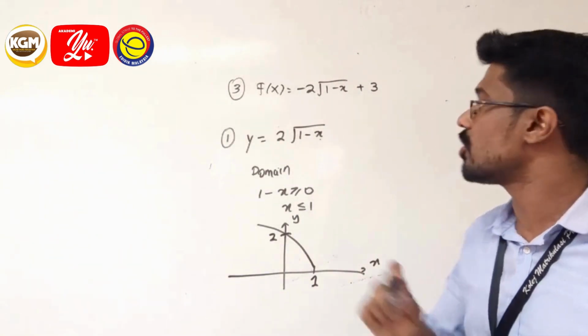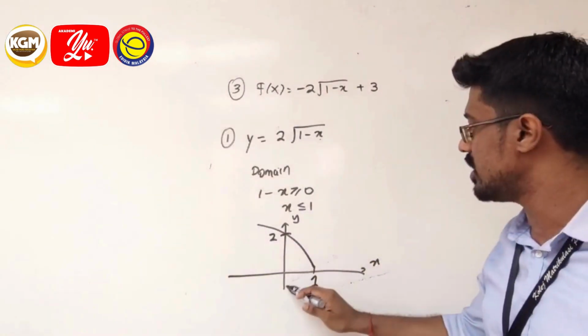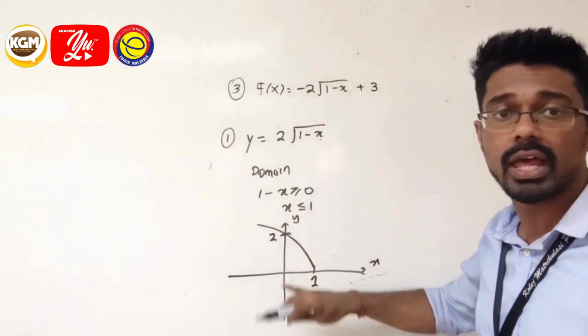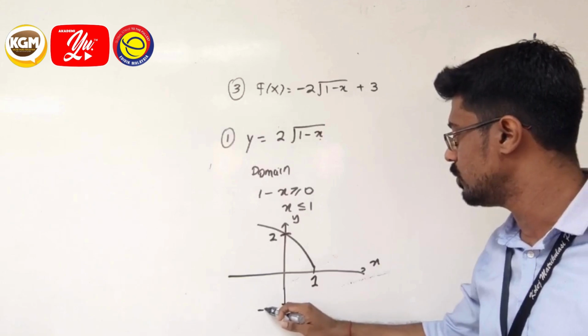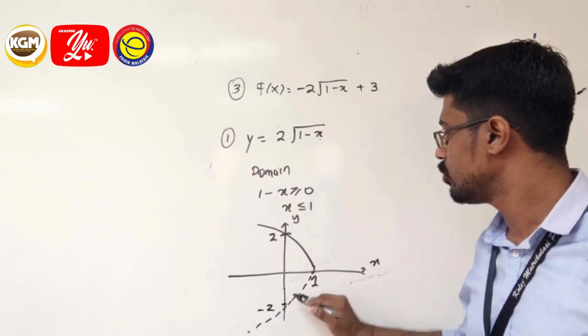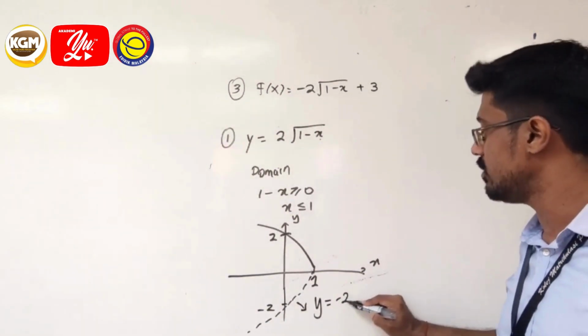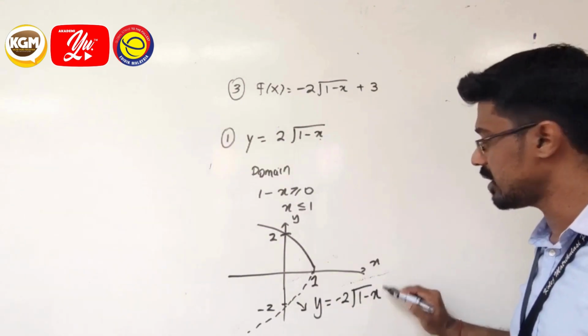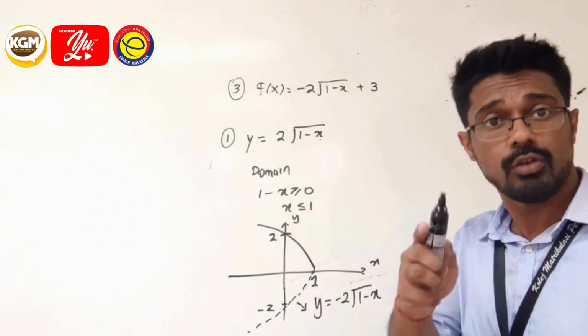Now, I want to draw the graph for negative 2 surd 1 minus x. That is very simple. I'm going to reflect about my x-axis. So when I reflect, this 2 is going to be negative 2, and my graph is going to do something like that. So this is my graph for y equal to negative 2 surd 1 minus x. Hope you are clear up until there. Now the finishing touch.